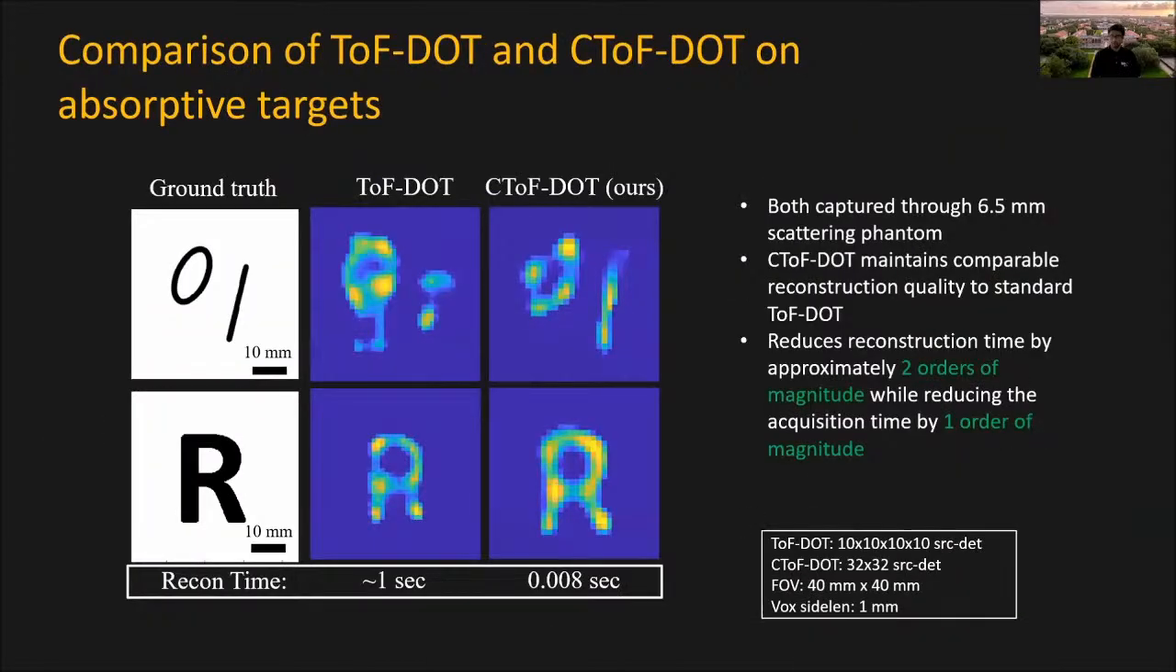For standard absorption reconstruction, we can achieve comparable image results to TOF through a thick skull phantom. However, we see that there's a 2 order of magnitude improvement in reconstruction time and a 1 order of magnitude reduction in acquisition time due to the number of scanned points.